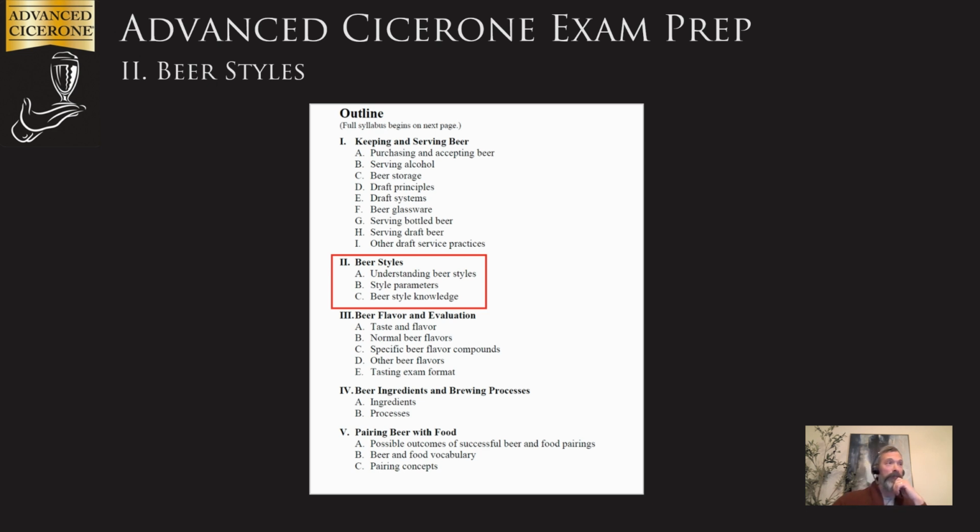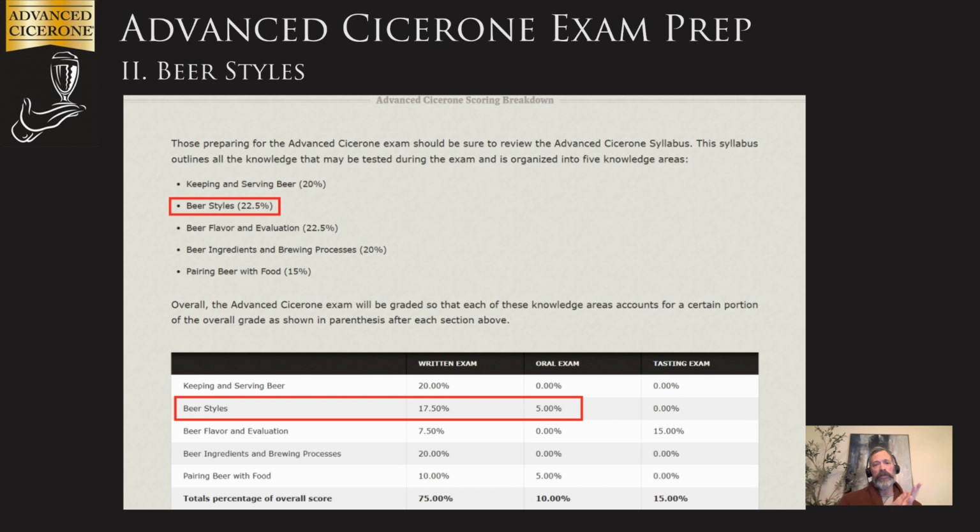So let's see what we have here. When we go into the Cicerone website, we see that this section, depending on how you analyze it, is about 22.5% of the overall knowledge, right? But it's divided into 3 sections. You'll see written, oral, and tasting. So overall, this section is 17.5% of the whole exam, written and oral and tasting. But then also you're going to have at least one oral exam sit down where you have to use your beer style knowledge. That's where they come out with the 22.5% number.